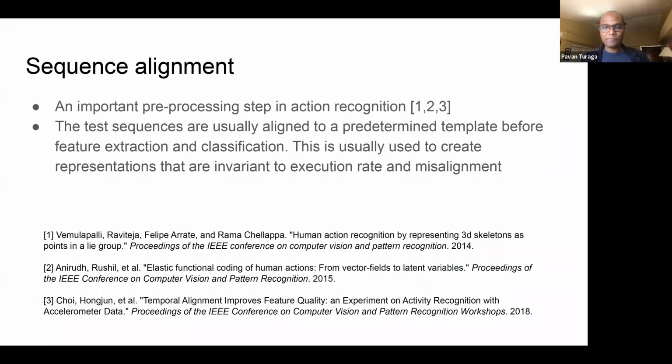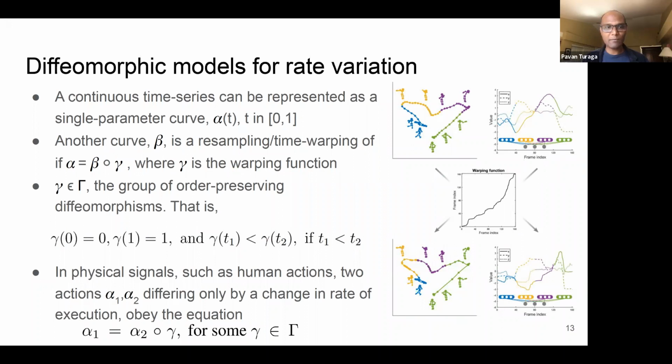As a quick overview of how the time alignment problem is posed, this is again very standard language, nothing that we invented. Assuming you have a feature, you think of the activity evolving in feature space. Alpha of t is the representation, t goes from 0 to 1. We want to be invariant to resampling of the time axis, which is given by this nuisance parameter gamma, which is an element of the group of order preserving diffeomorphisms, and they have a structure. It goes from gamma 0 equals 0 to gamma 1 equals 1, always increasing. And there is this time ordering property: you can't go back in time.